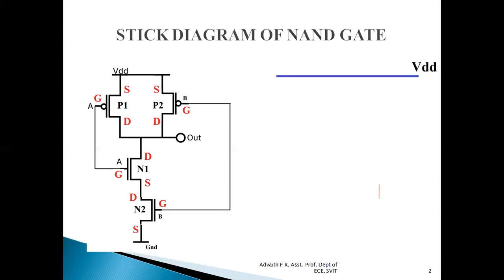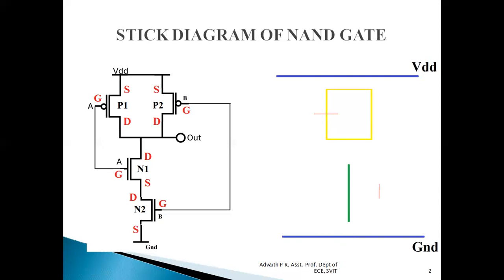The first thing we do is draw the VDD and ground lines, which are represented by metal, in blue color. Next, we take p-type diffusion above the demarcation line and n-type diffusion below it. Because P1 and P2 are connected in parallel, the shape of this diffusion is taken this way. And because N1 and N2 are connected in series, the n-type diffusion is in the form of a small stick.